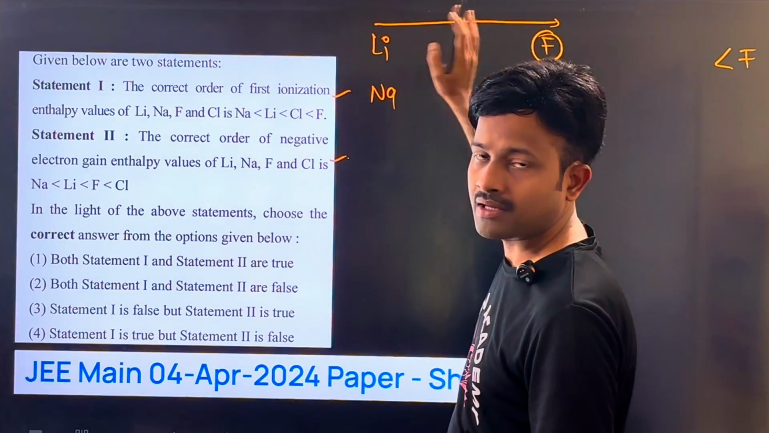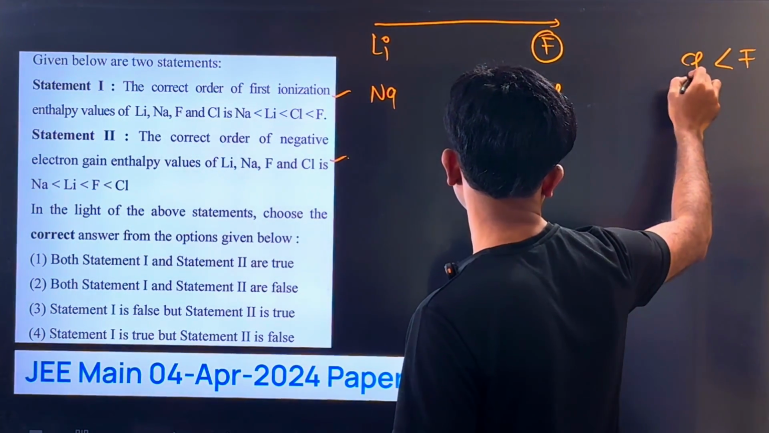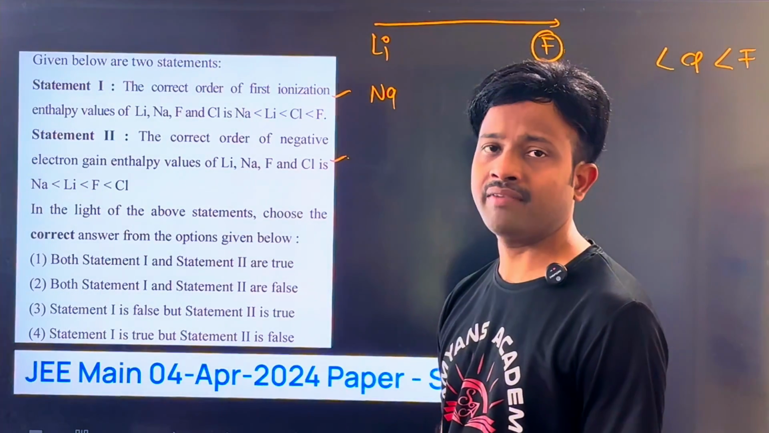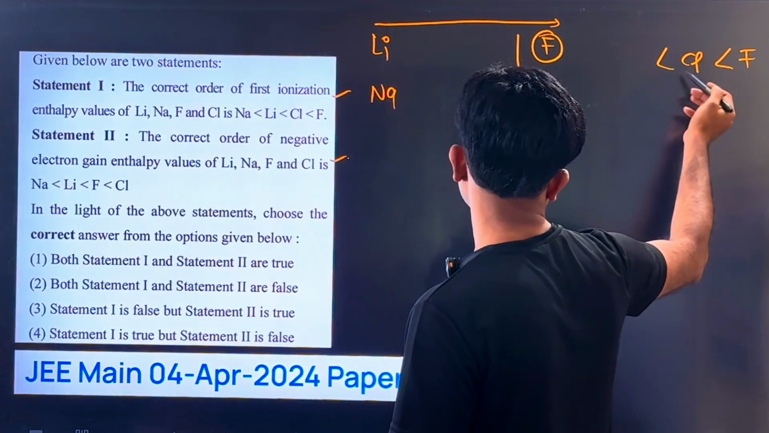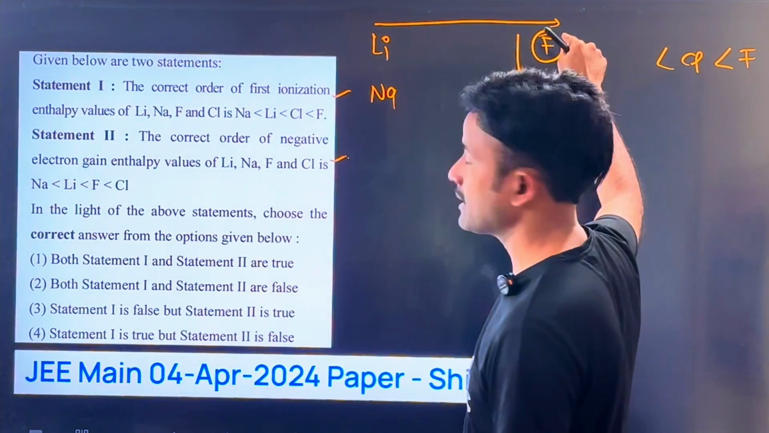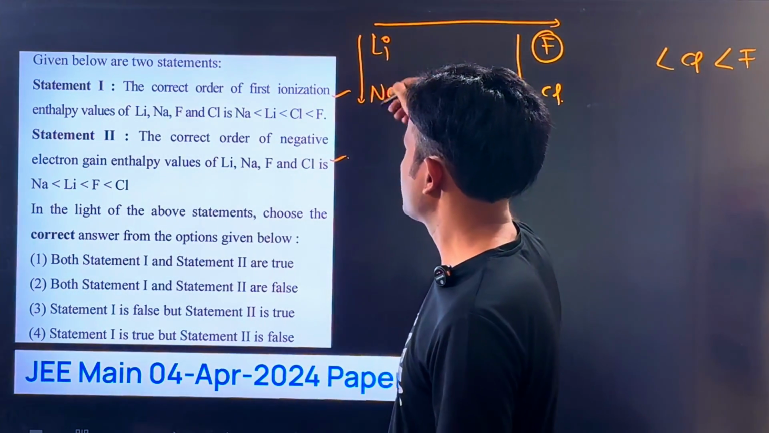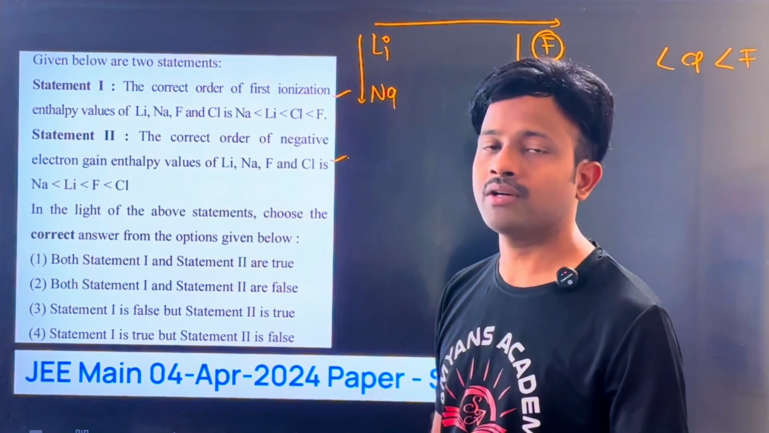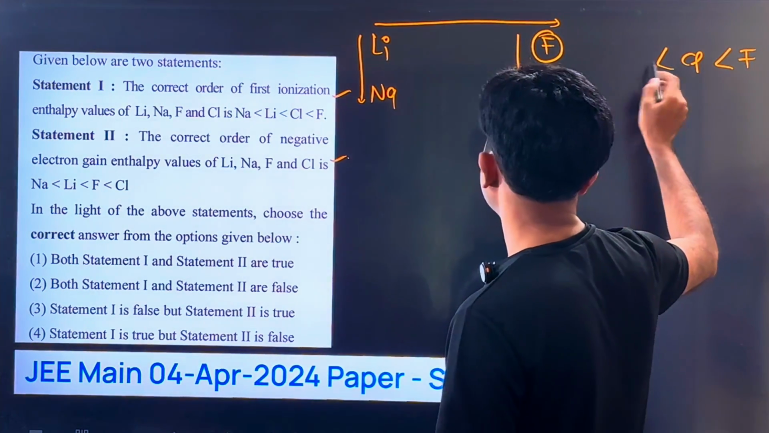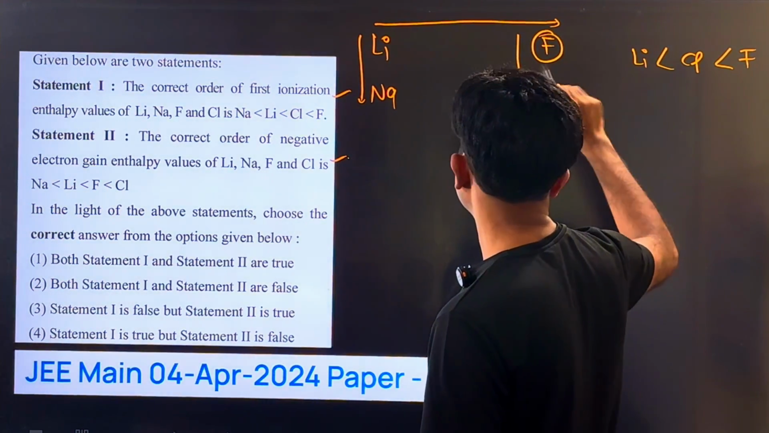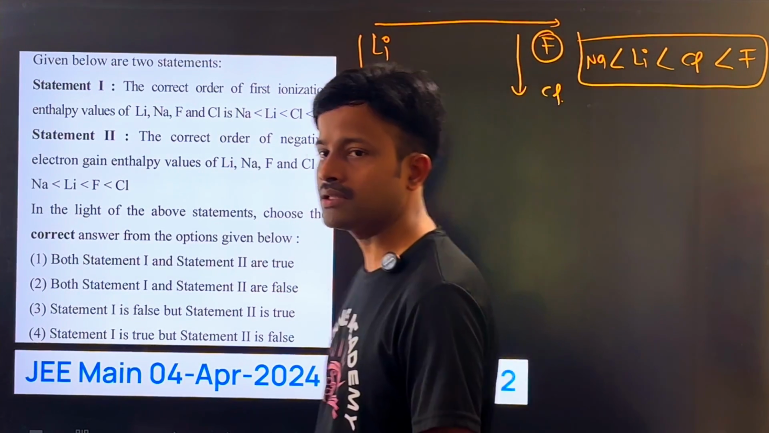After fluorine, next chlorine will come. Now between lithium and sodium, which one has lesser ionization energy? Down the group, the size increases and ionization energy decreases. From fluorine to chlorine, fluorine has higher ionization energy than chlorine. Similarly, from lithium to sodium, sodium has less ionization energy than lithium, because the size of sodium is more compared to lithium. So lithium has higher ionization energy than sodium, and sodium has the least ionization energy. This is the right order.